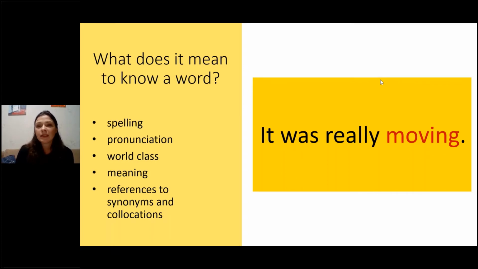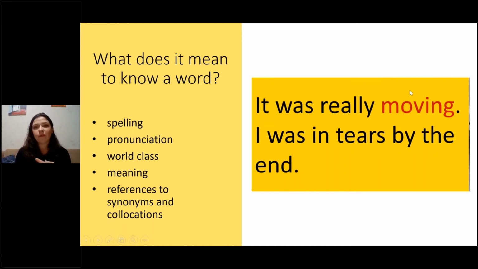Again, from this sentence, now we can understand that it's probably an adjective. However, it could be a verb as well, like present or past continuous. It was really moving. Of course, the word really helps us to look in the correct direction. So now: it was really moving. I was in tears by the end. And now finally we have the context that helps us really understand and see the word.